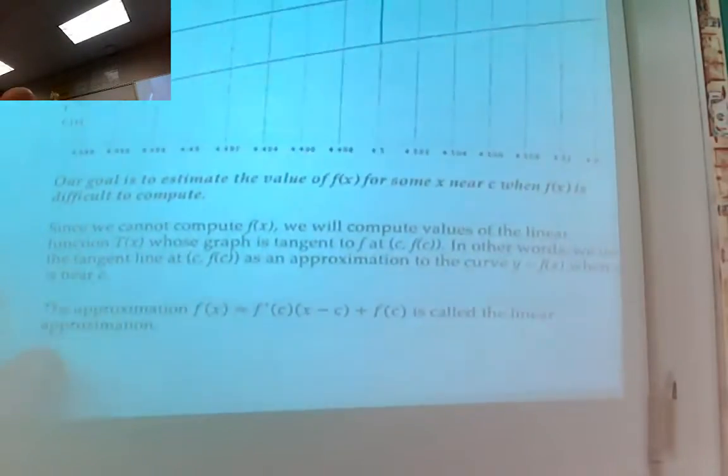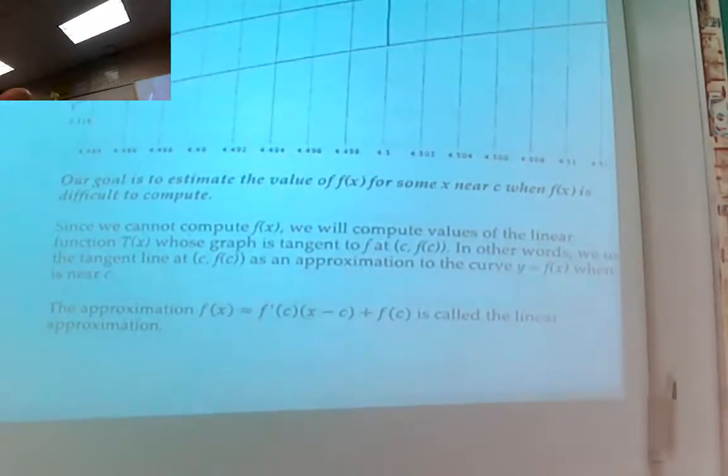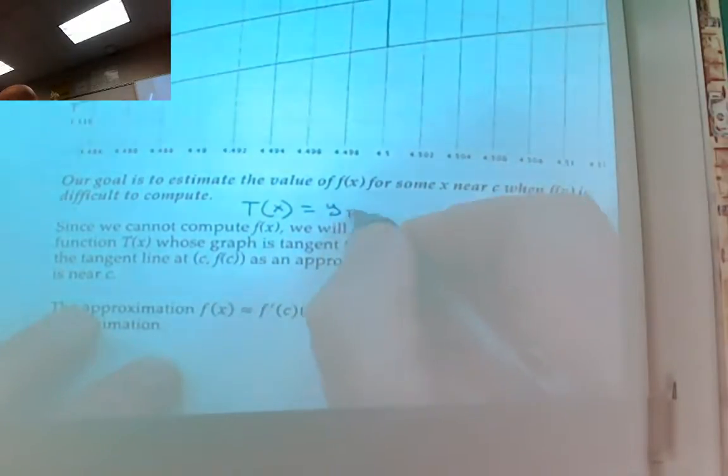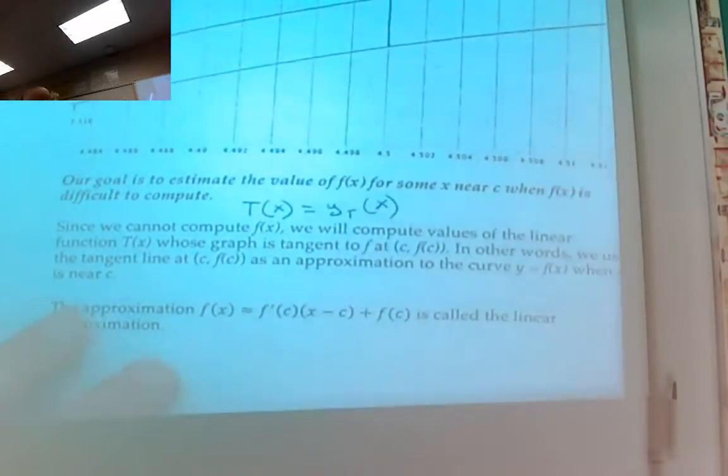So our goal in linearization is to estimate the value of f of x for some x near c when f of x is difficult to compute. Since we cannot compute f of x, we will compute the values of a function t of x. I think when I was reading some materials, t of x stands for tangent. So in my head, t of x is the same as y. I'm saying those are the same thing.